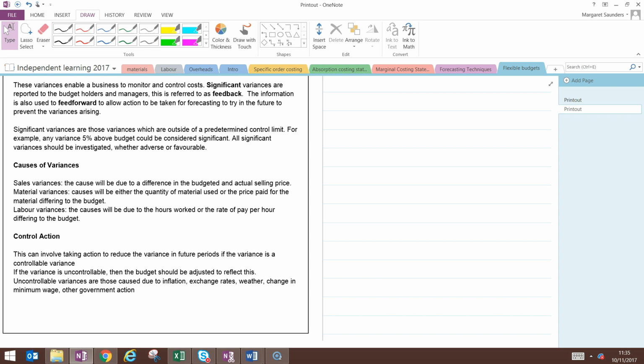Now, in terms of control action, an organisation needs to know whether the variances are controllable or uncontrollable. If they are controllable, then the organisation can take action to try and eliminate them in the future. If they are uncontrollable, then the budget needs to be adjusted to reflect this. Uncontrollable variances can be those variances that are due to inflation, exchange rates, weather, change in the minimum wage, or some other form of government action.